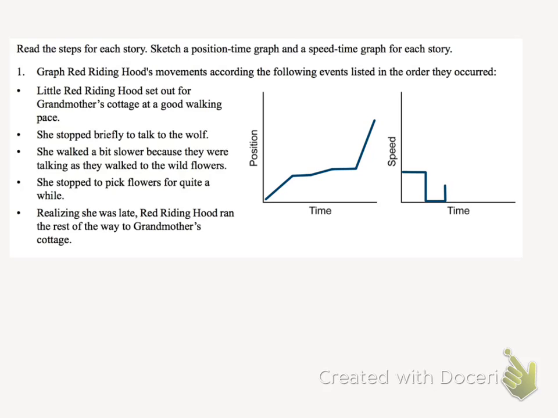Then I'm going to go slowly walking, so I'm going to have a positive speed, but it's going to be lower than the first speed. Then I'm stopped again, so I'm going to drop back down to 0. And then I'm going really fast. So what do you think this last bar is going to look like? It's going to be really tall. And so that's where I'm running right there. And so that is how a speed versus time graph of this Red Riding Hood graph would look.